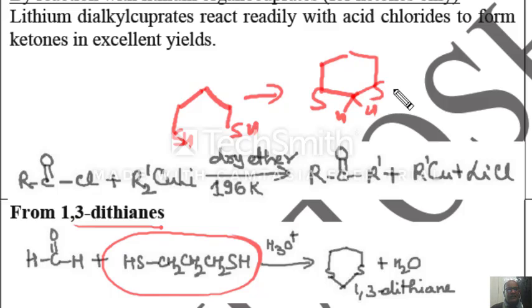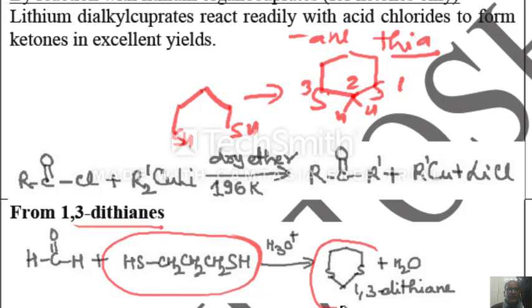Why? Say I start numbering it as 1, then it becomes 2, 3, and 1, 3 di: the 1 and 3 positions are for the sulfur, di for the two sulfurs, and since it is a heterocyclic compound, we name it thia, and ane for the 6-membered heterocyclic compounds, right? So that is how we name it as a 1,3-dithiane.